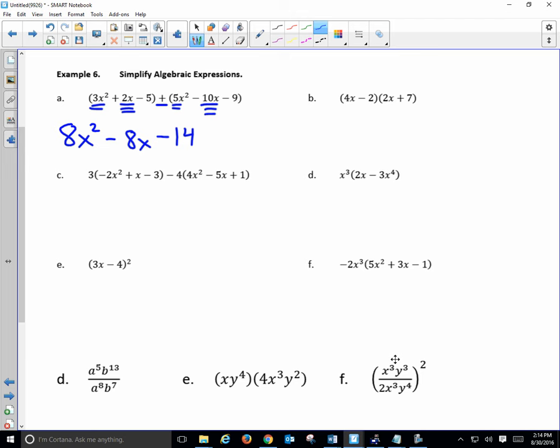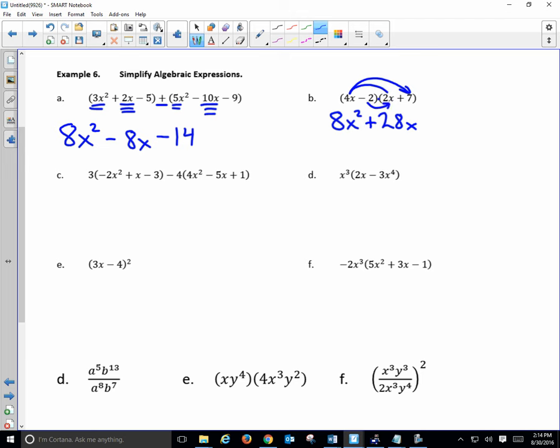What's different about B? The operation in A was addition. What's the operation in B? Multiplication. How do we multiply these two things together? How do we multiply those? Yep, 4x times 2x is 8x, and we're multiplying, you add the exponents, 8x squared. And 4x times 7, 28x. So I got done with the 4x, now I'm going to move to the negative 2.